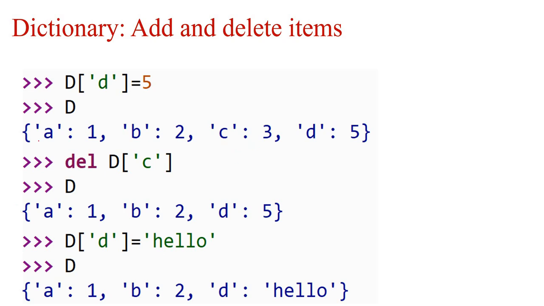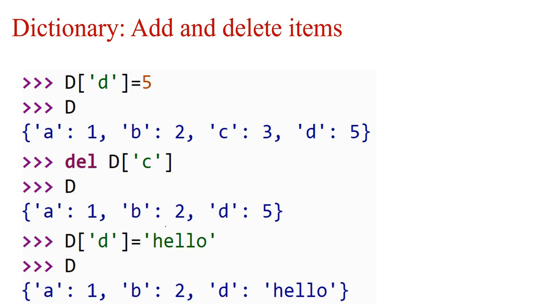These are strings and numbers, but the values do not necessarily have to be numbers. They can be strings also. So here you can see that I've added a key value pair where the value is a string, hello. This is the new element of our dictionary.